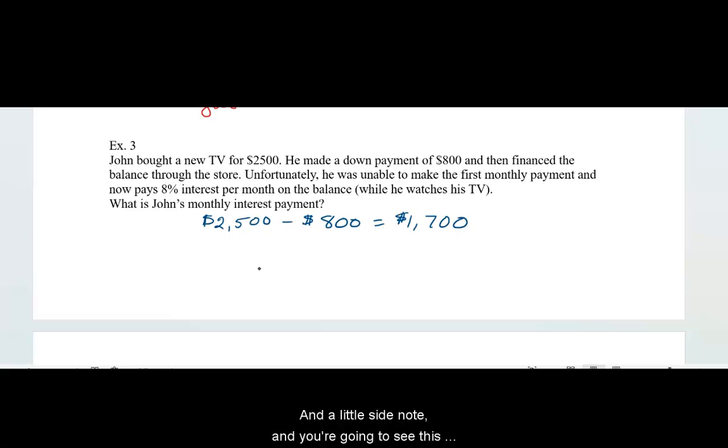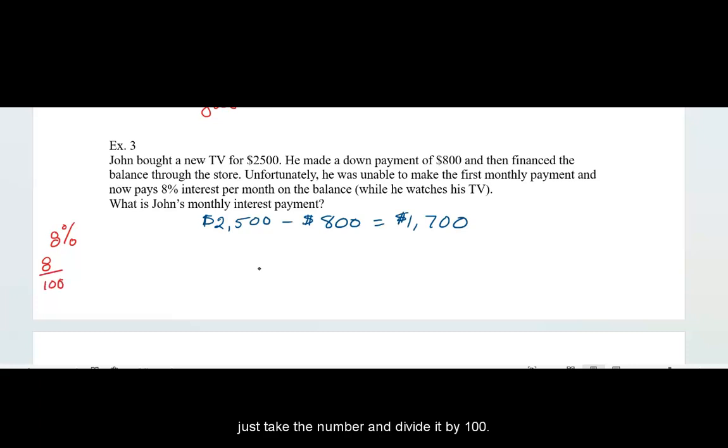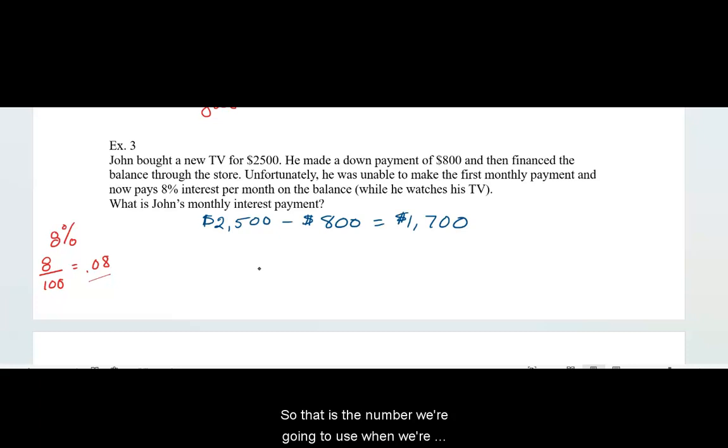So interest is 8%. And a little side note, and you're going to see this pop up a few times when we talk about interest. The interest here, I'm going to write it over here to the left, is 8%. When we are putting it into an equation, when we're doing some algebra with that, we need to turn it into a decimal. So just a quick little review. When you are turning percents into a decimal, just take the number and divide it by 100. It's always divided by 100. That would give you 0.08. So that is the number we're going to use when we're calculating the interest. Just don't forget to always turn your percent into a decimal.